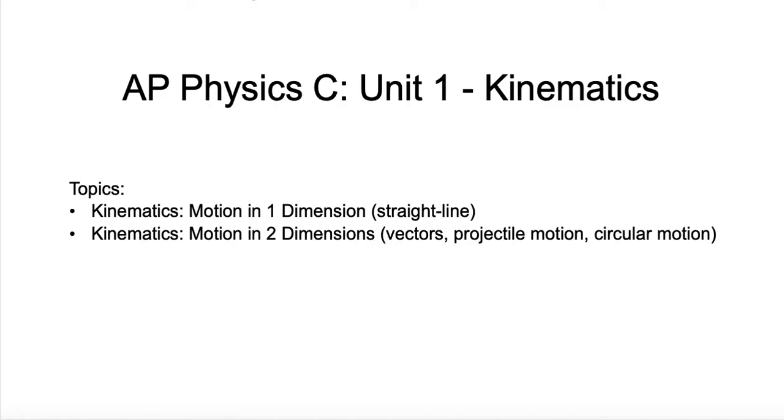And we are going to look at and talk about Unit 1, Kinematics, in AP Physics. So in this one, there's really two main topics that can be broken up. We have motion in 1 dimension and motion in 2 dimensions. And so we want to look at the combination of those things and see what that entails.